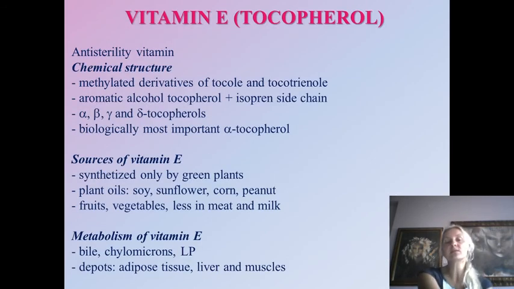So sources which are rich in vitamin E are definitely this time synthesized only by green plants. So plant oils are rich in vitamin E, like soy oil, sunflower, corn oil, peanut oil, and so on. And also vitamin E is found in fruits, vegetables, and to a much lesser extent in meat and milk and other dietary sources of animal origin. Metabolism of vitamin E actually completely follows the pattern which we have already emphasized with liposoluble vitamins in general.